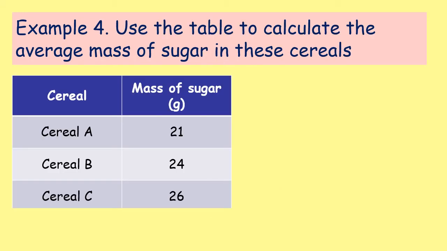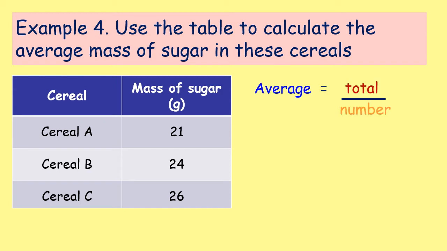Now our next example is a common type of thing where you're going to have to read information in a table and take that information and turn it into usable information for calculating an average. So use this table to calculate the average mass of sugar in these cereals.